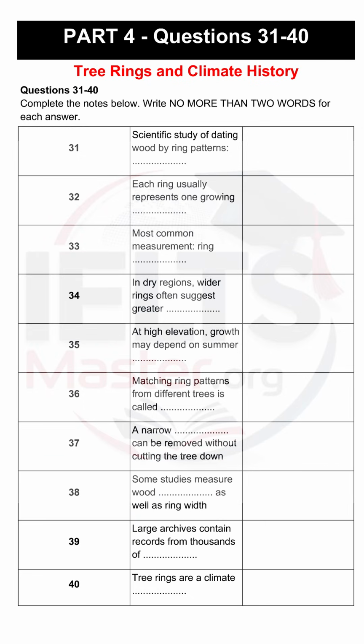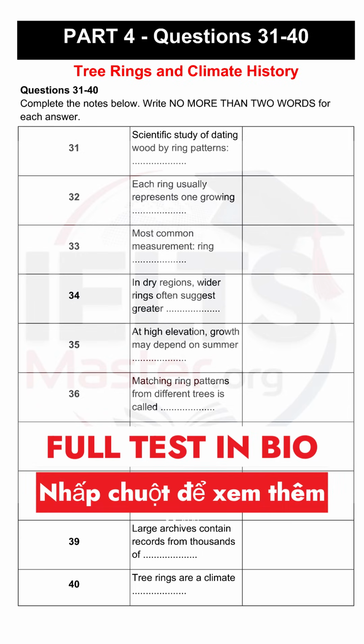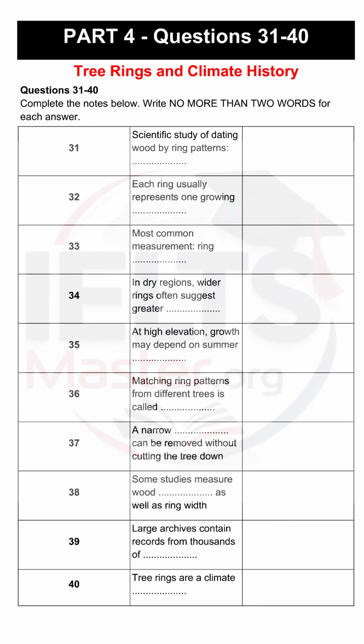The value of the method lies in combining biological evidence with careful statistical checking, so that a ring pattern is interpreted as environmental information rather than simply as an attractive line on a piece of wood in isolation. That is the end of part 4.